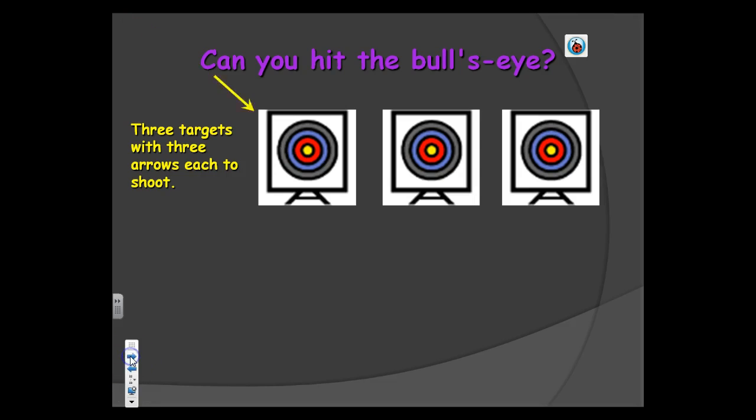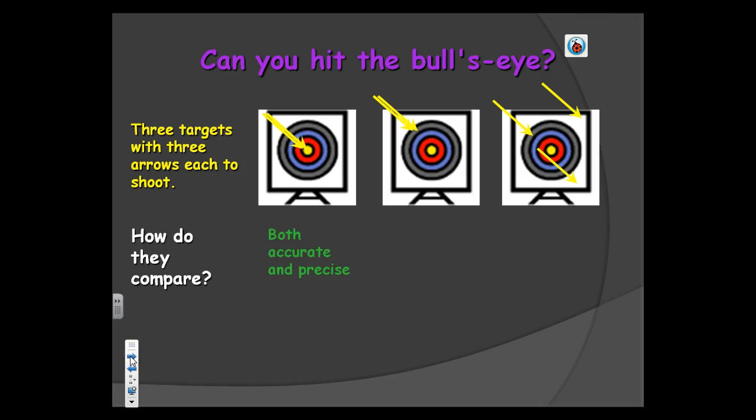So our first one looks like this. Here's our second one. And the last one is kind of how I play darts. Alright, we would describe the first one as both accurate and precise. The second dartboard is precise but not accurate. And the last one is neither accurate nor precise.